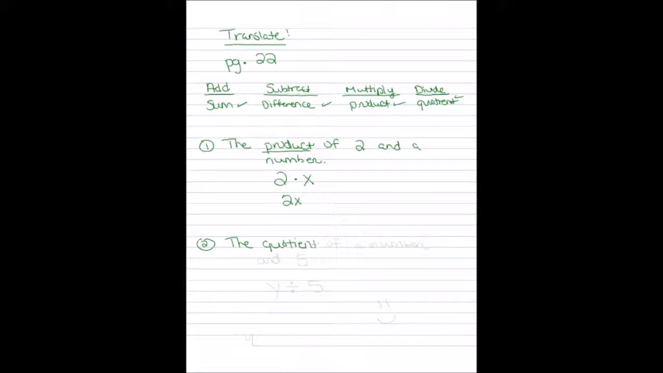Let me do one more. The quotient of a number and 5. So quotient represents division. So I need to take a number and 5 and divide them. So I can call that number anything. Let's call it y. So I take y divided by 5, and this will be your answer. y divided by 5.